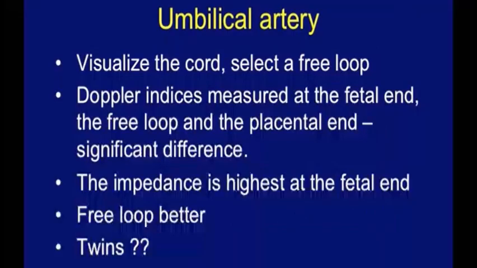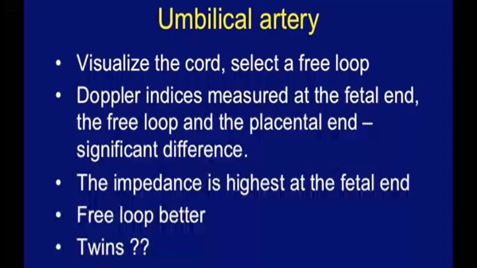Now, for the umbilical artery, you should visualize the cord and select a free loop. Doppler indices measured at the fetal end, at the free loop, or at the placental end have a significant difference in their PI values. Impedance is highest at the fetal end, so that's why the free loop is always better.